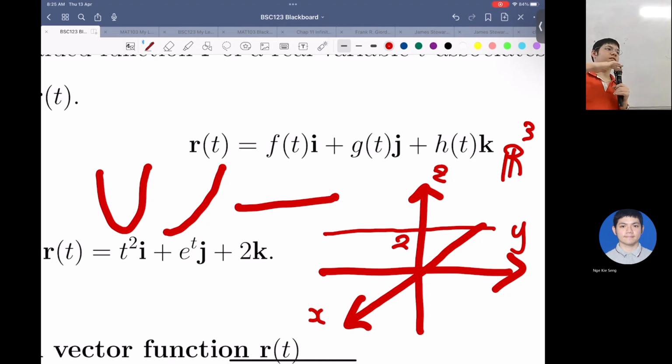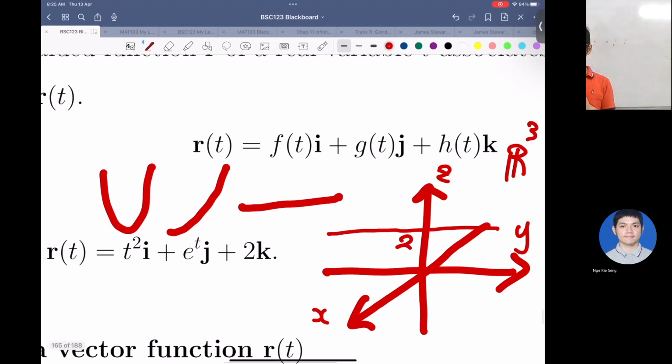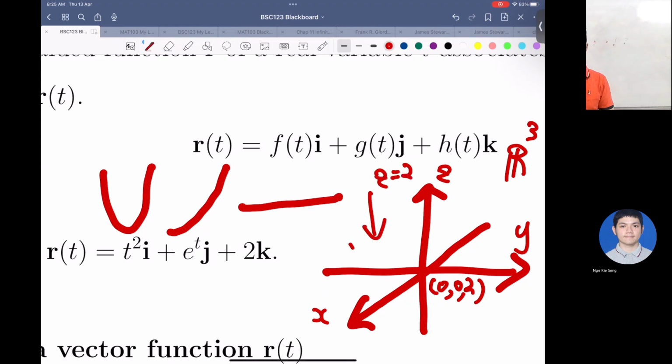Everything must happen at z equals 2. So let's imagine the plane at z equals 2. In this case, I fix this point as (0, 0, 2). So I push my axis up. Let us make this plane into the z equals 2 plane. So let's look at this part here.